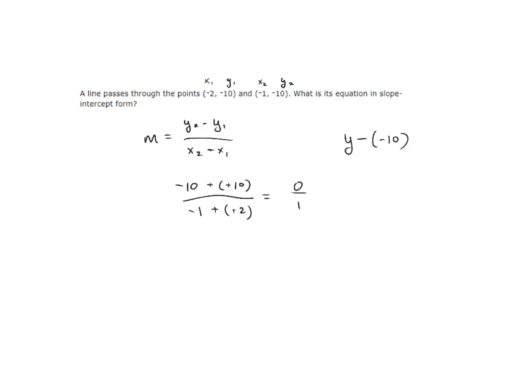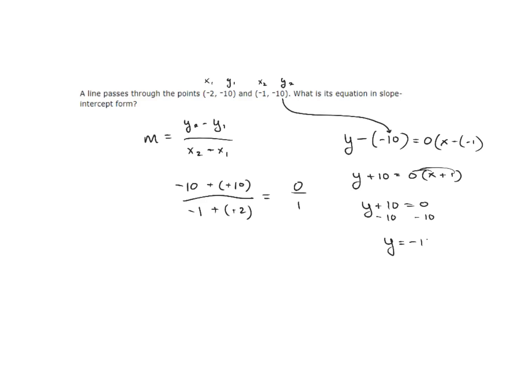So I'm putting this into my point slope. I have my slope of 0, x minus negative 1. I like to rewrite this as y plus 10 is equal to 0 times x plus 1. It looks a little easier to work with. The 0 is going to distribute, and you end up with y is equal to negative 10.